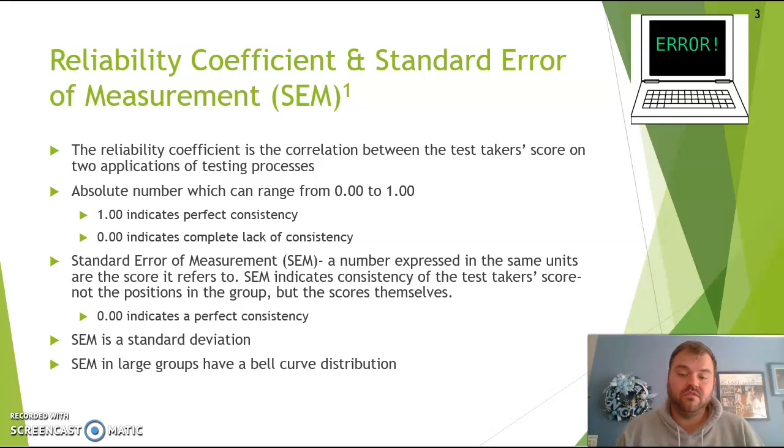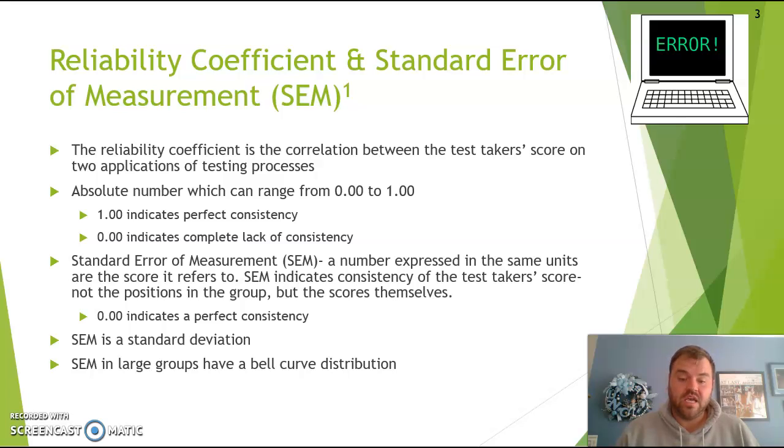The reliability coefficient and standard error measurement. So the reliability coefficient is the correlation between the test taker's score on two applications of testing processes. Here you're getting an absolute number ranging from 0 to 1. 1 indicates perfect consistency, which is obviously the key in what we're looking for, whereas 0 indicates complete lack of consistency. The standard error measurement is a number expressed in the same units as the score that it refers to.